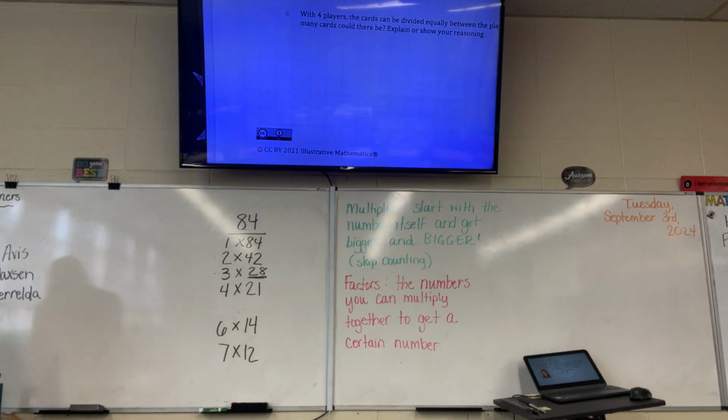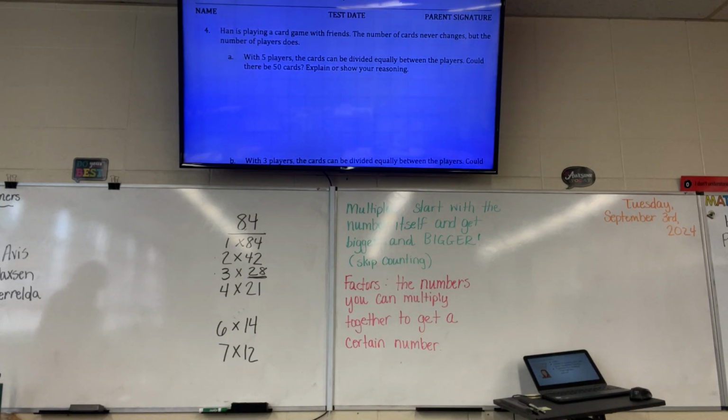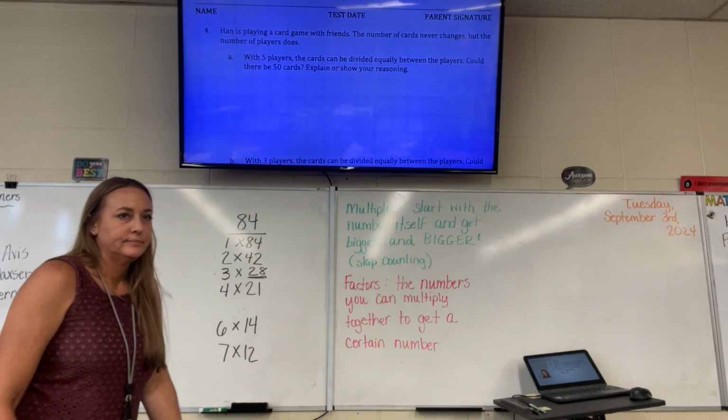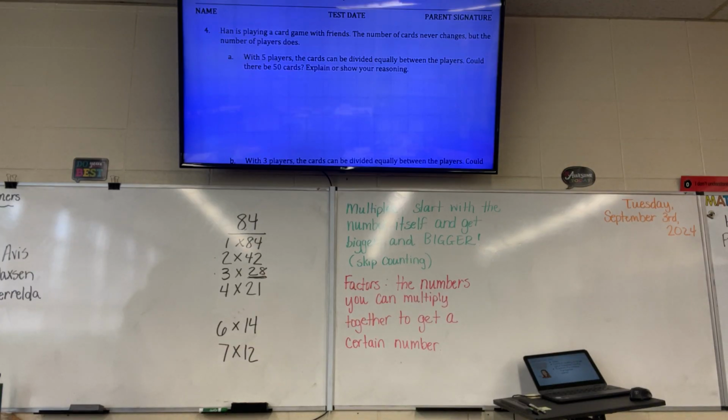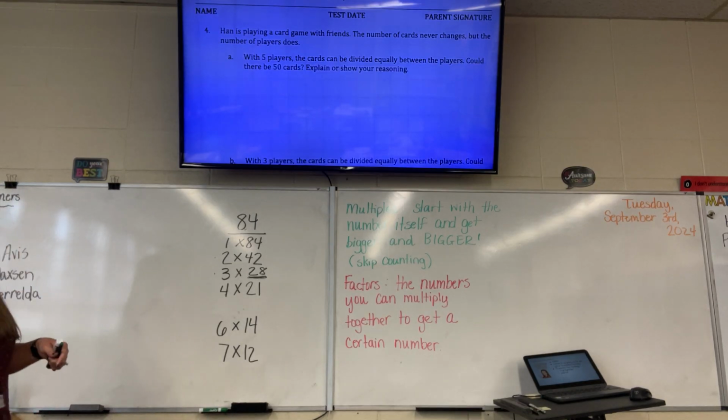Okay, and we've got Han is playing a card game with some friends. The number of cards never changes, but the number of players does. With 5 players, the cards can be divided equally between the players. Could there be 50 cards?